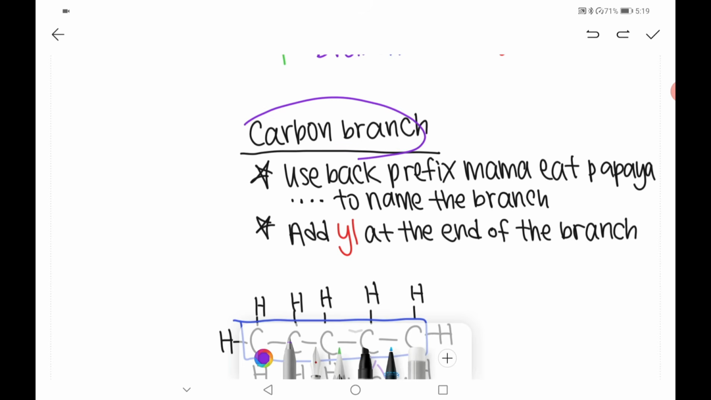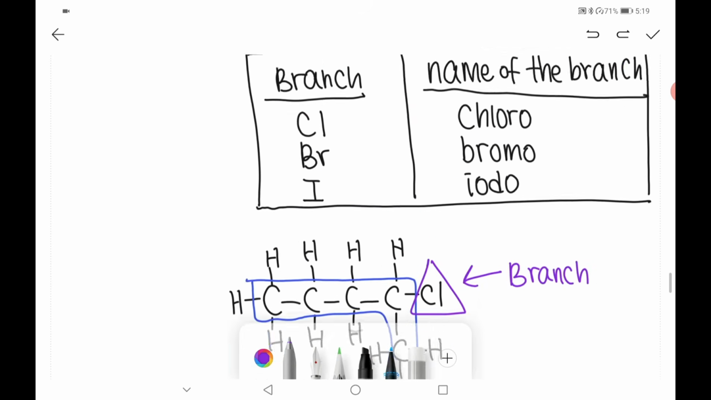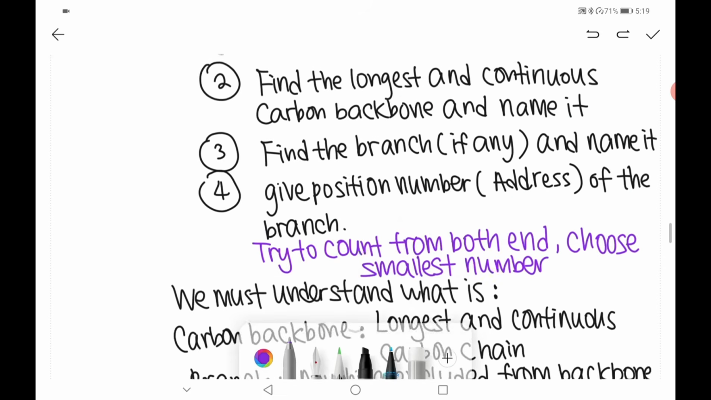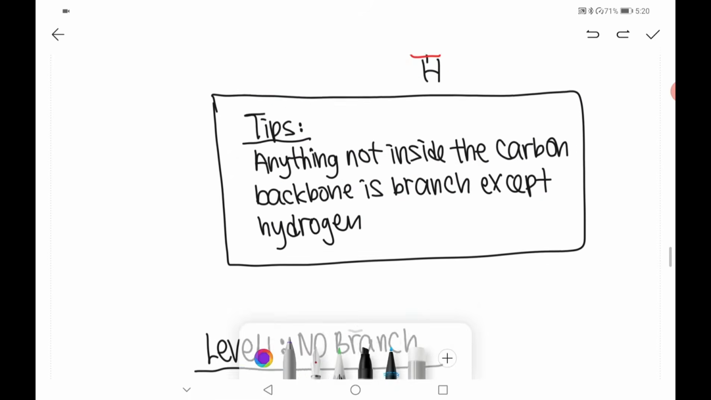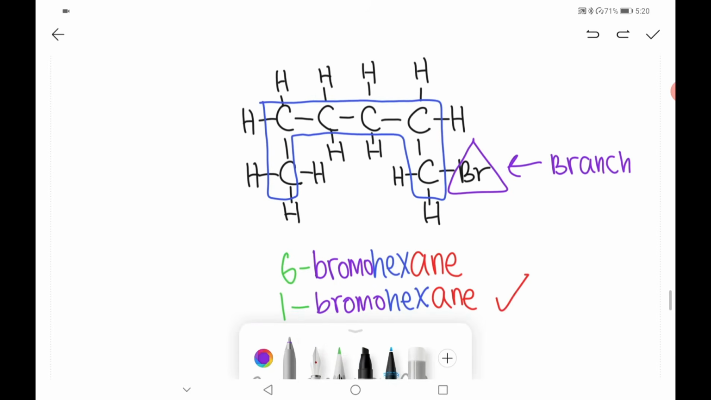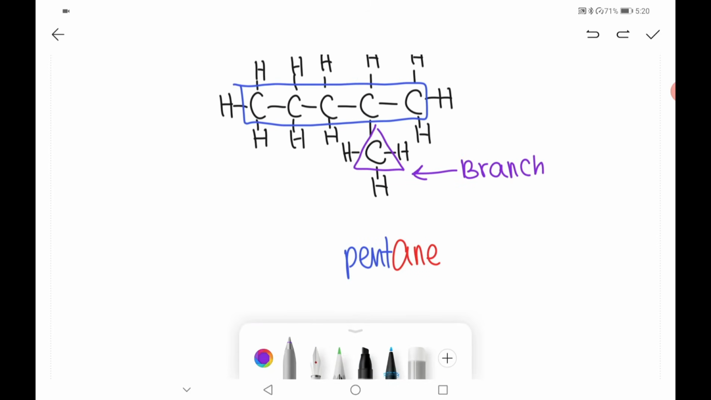To name the carbon branch, we follow back the mama eat papaya. So 1 carbon, if you check back, 1 carbon is called meth. M-E-T-H. So when your branch has 1 carbon, you call it M-E-T-H.